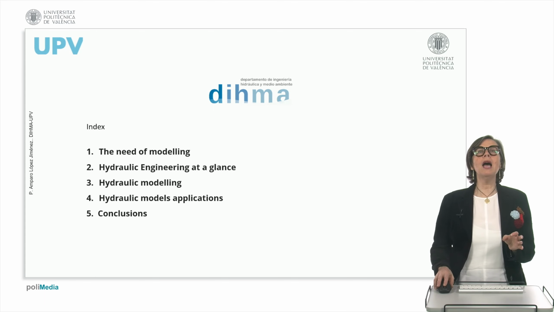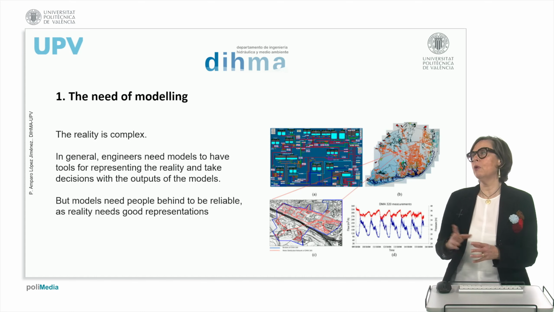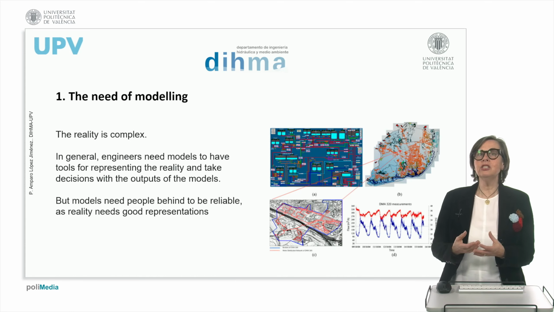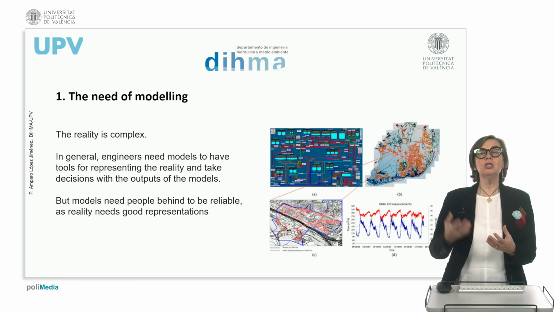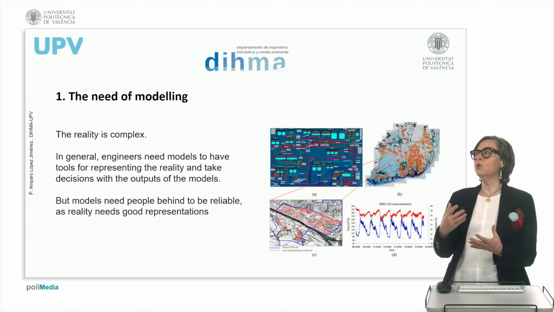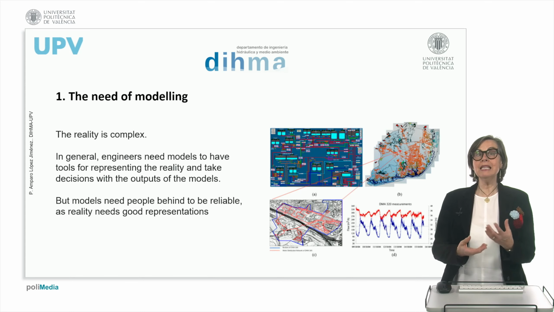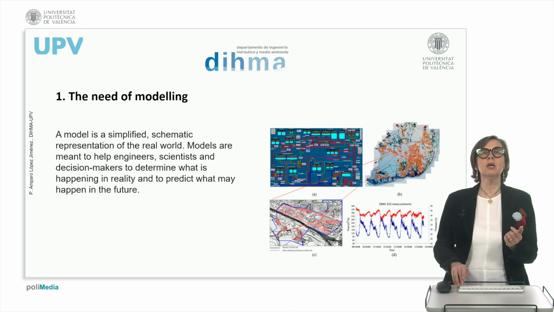So why do we need to model? Because the reality is complex. In general, engineering needs models to take decisions based on tools that represent reality and are useful with the outputs of the models. But models need people behind them to be reliable, and data to have good representations.